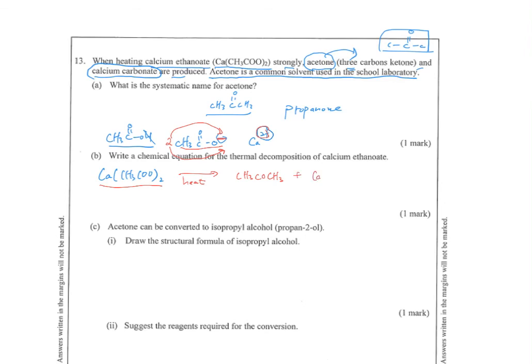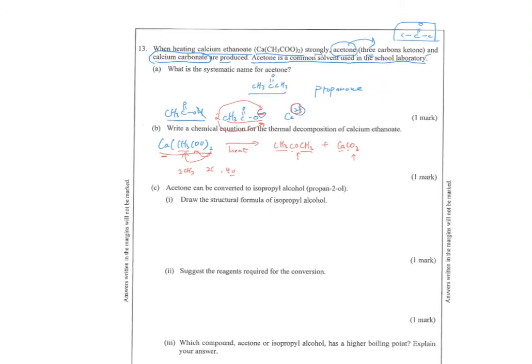And calcium carbonate, and then you double check whether it's balanced or not. So 1 Ca here and 2 CH3, because of the 2 here, so 2 CH3 and 2 C and 4 O. Here 2 CH3 and 1 Ca and 1 C and 1 C and 1 O and 3 O, so 4 O. So you don't need to balance this equation, it's balanced already.